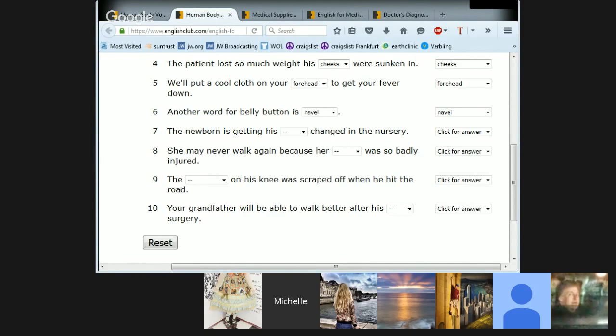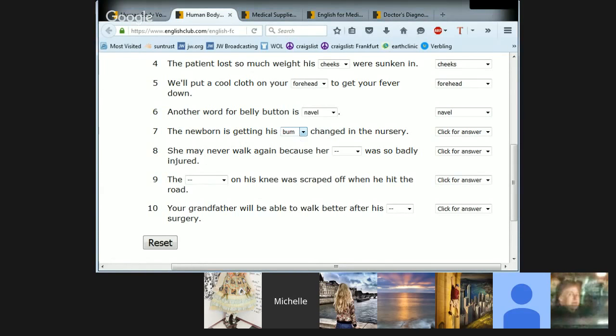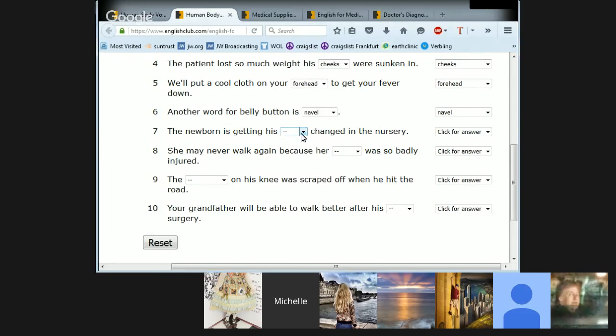Okay, Akka, can I ask you to try the next one? Okay, the newborn is getting his blank changed in the nursery. Okay, so we have thigh, bum, chin, or heart. Could you see the option? No, it doesn't show them on the screen. Well, maybe I can do this. Thigh. Bum. Shin. Or heart. I'm not familiar with this. Usually, I think this is how they might say it in the UK, in England.